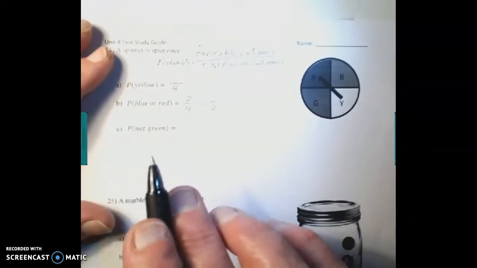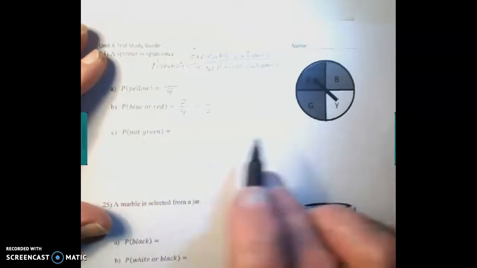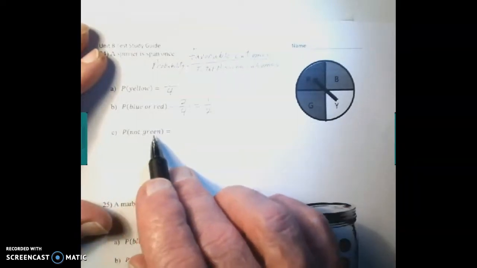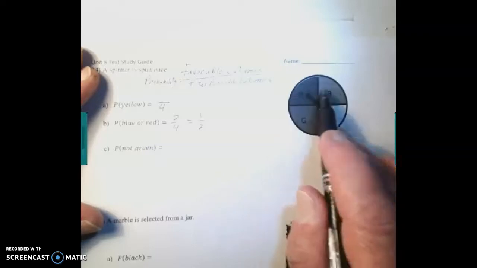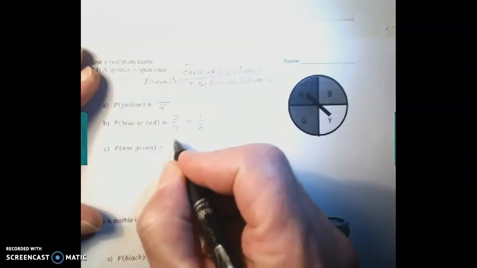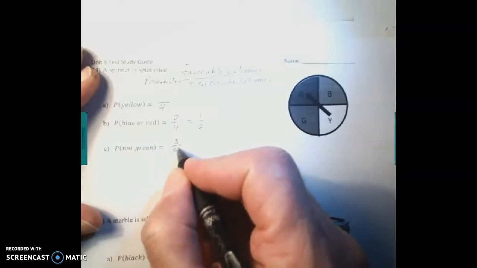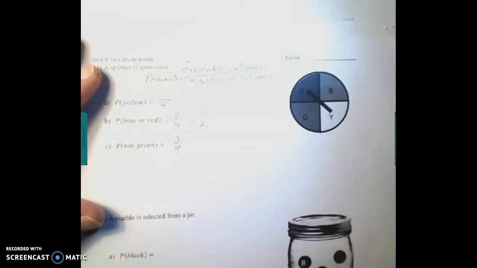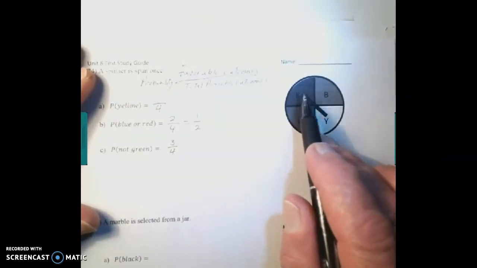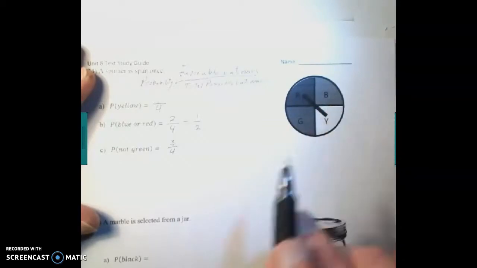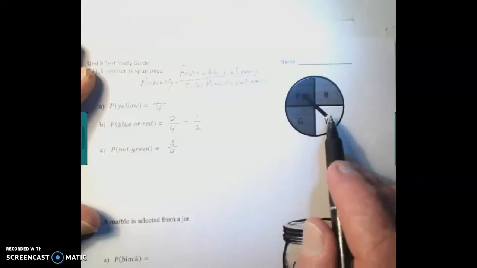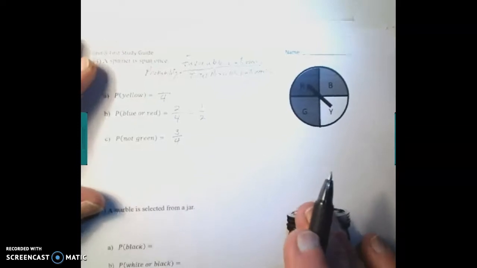Not green. Not green means anything that is not green is a favorable answer. Well, that means red is good, blue is good, yellow is good. All 3 of those sections are good, and so that is 3/4 of the spinner would give you a favorable outcome. You could also do it by saying that this is 1/4, this is 1/4, this is 1/4. Add each of those together. 1/4 plus 1/4 plus 1/4 gives you 3/4.